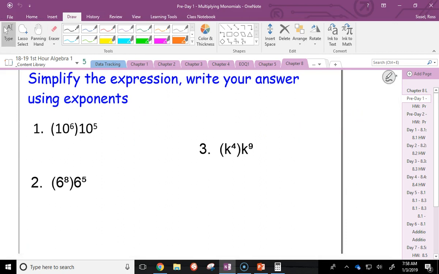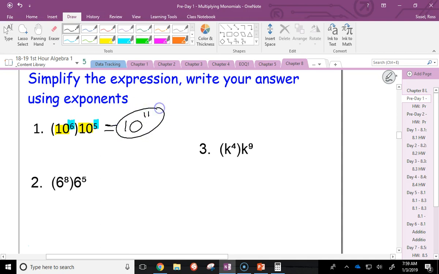Simplifying the expression, write your answers using exponents. Our first thing is we want to identify our bases. So I have 10, and 10 is my base. My exponents are 6 and 5. So when our base is the same, we keep it the same in my answer. So this becomes 10, base stays the same, and now we add our exponents. 6 plus 5 is 11. And that's our answer. Yeah, that's a pretty big number.